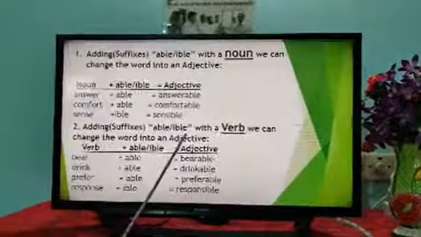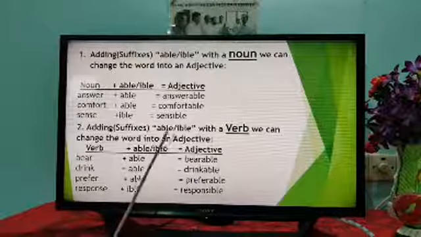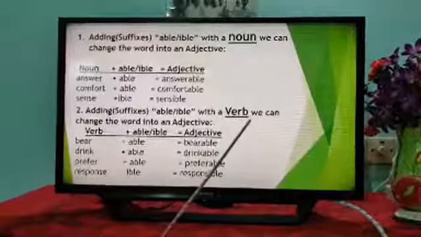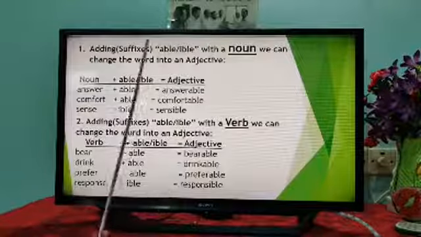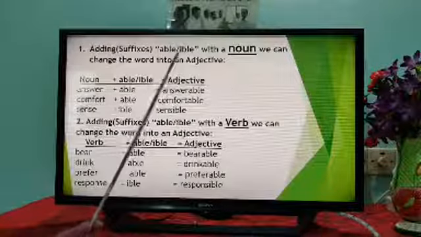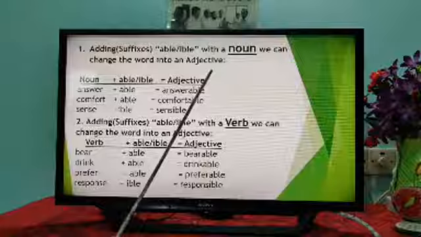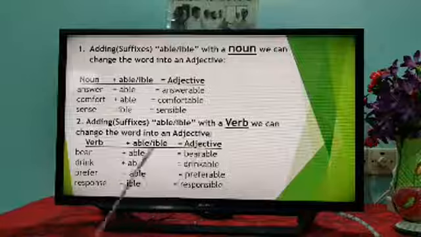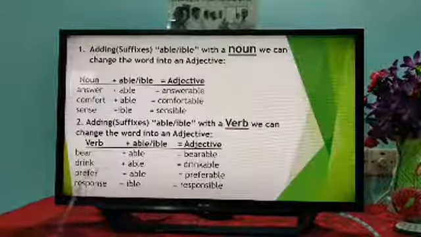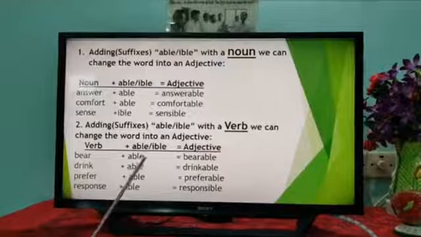Number two, adding suffixes able and ible with a verb. Here able, ible with a noun; here able and ible with a verb. We can change the word into an adjective. If we add able and ible as suffixes with a noun, we can make them adjectives, and also able, ible with a verb, we can make them adjectives. Clear? Bear is a verb and able is a suffix.